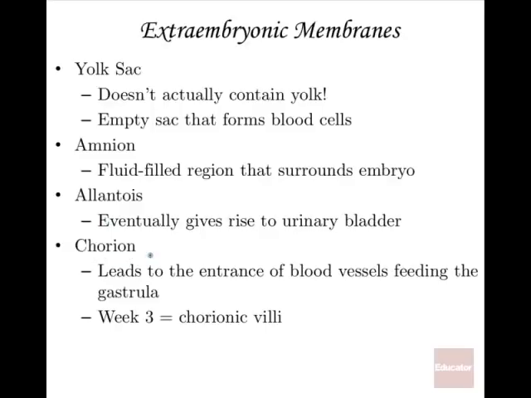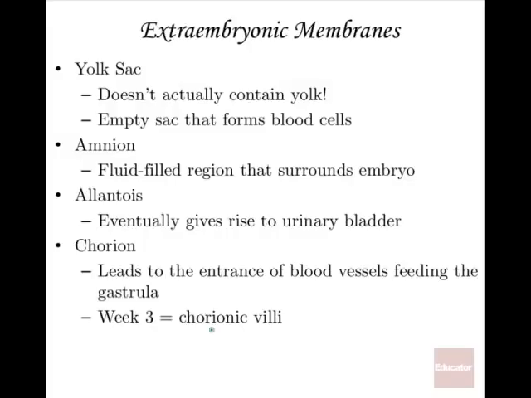The chorion, you see this term chorionic villi associated with chorion. This leads to the entrance of blood vessels feeding the gastrula. So before we have a full-fledged placenta, you have what are called chorionic villi. By the time you're into week 3, in the first month of development, before women typically know that they're pregnant, you have chorionic villi that are helping to get blood vessels from the endometrial lining to feed the baby.